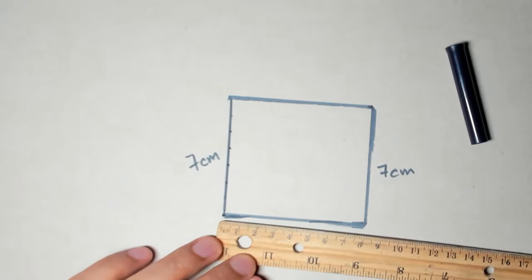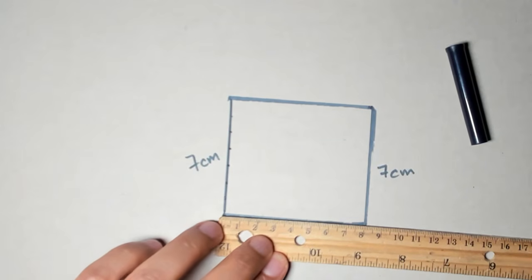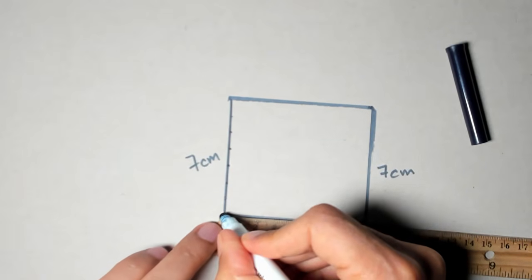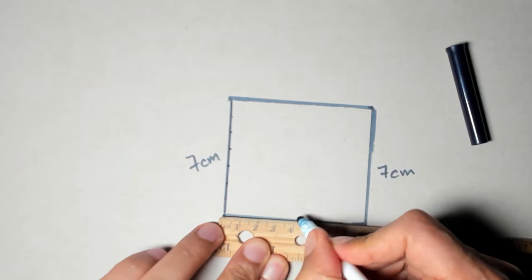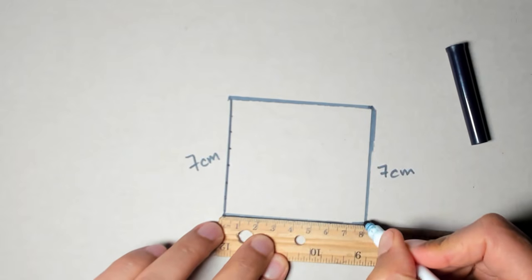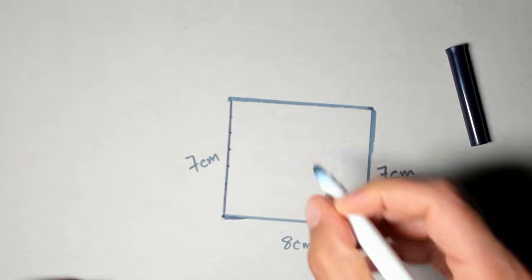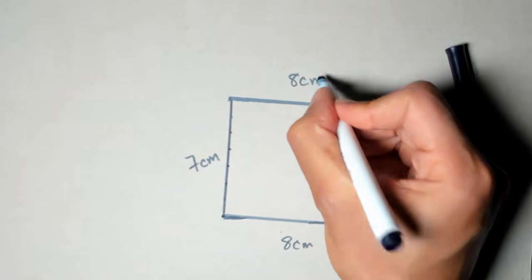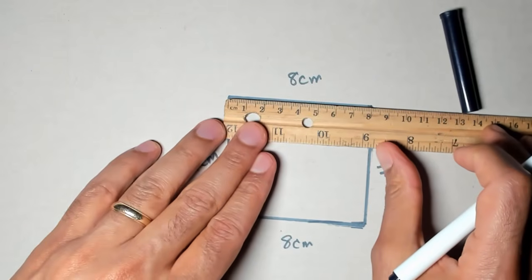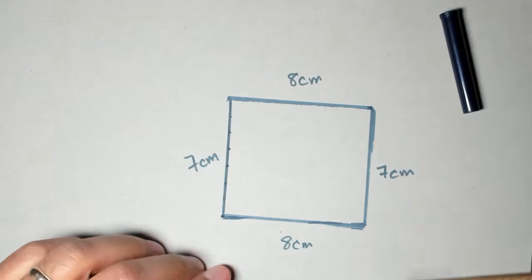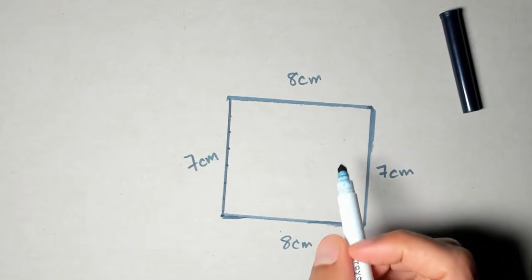And now, this length over here, once again, I'm starting at 0. 1, 2, 3, 4, 5, 6, 7, 8 centimeters. So this is 8 centimeters. And so this one up here should be 8 centimeters if this is really a rectangle. And we see that it is. So now I've done the measurements and I can figure out the area.